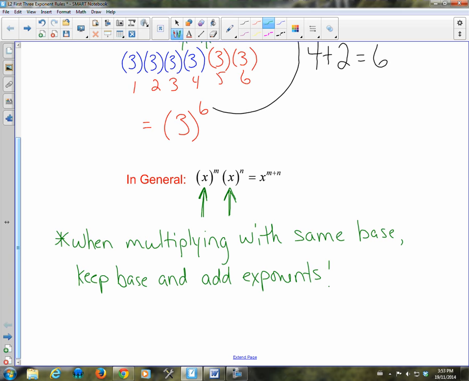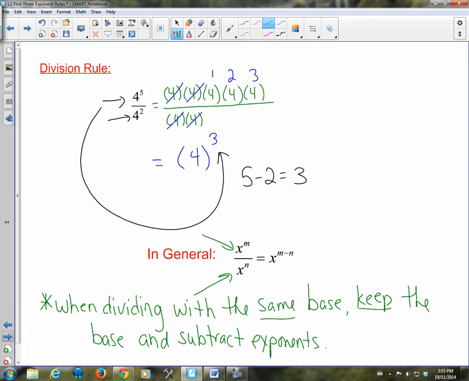So it kind of makes sense. Multiplication and division are opposites of each other. Dividing is the opposite of multiplying. And when I use my multiplication rule for exponents, I add them. And when I use my division rule for exponents, I subtract. And adding and subtracting are opposites of each other. So multiplication rule, keep the base, add the exponents. Division rule, keep the base, subtract the exponents.